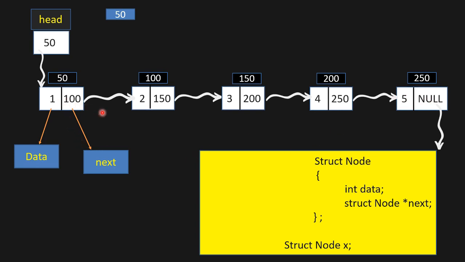The address has been stored in such a way that the link is in the forward direction. That means the link goes from left to right, not from right to left. Hence you cannot traverse the list from the last node to the head, but you can traverse the singly linked list from head to last node. So this is the basic explanation of the singly linked list.